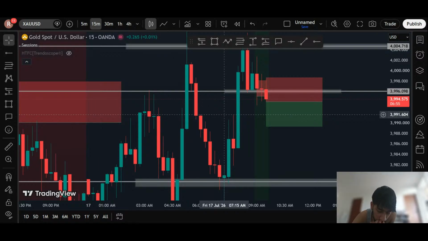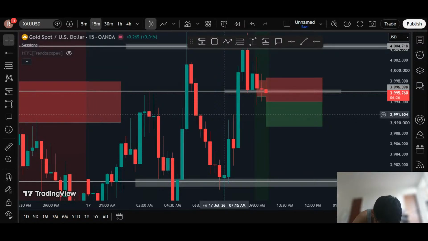You got like a 27 pip stop, and then you're looking for price to come down to probably like 37 pips, 39.90, 39.89, something like that. Does a bigger time frame matter?